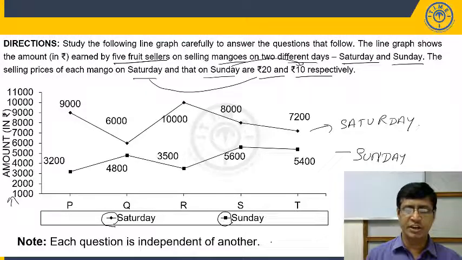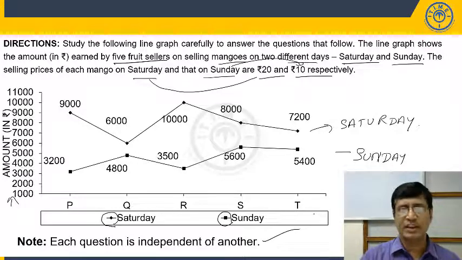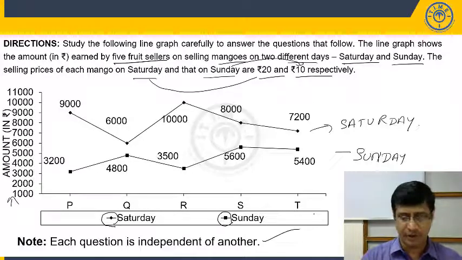Each question is independent of another. Means you can't carry the information of the previous question into the present question. So data carry forward is not allowed here. So each and every question is independent.